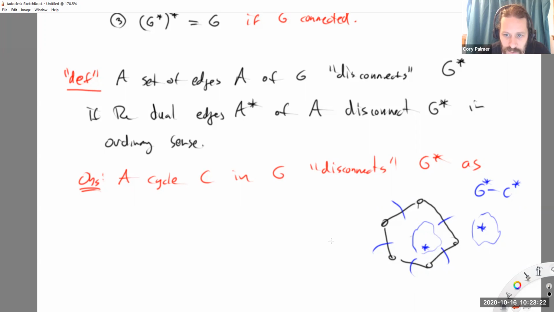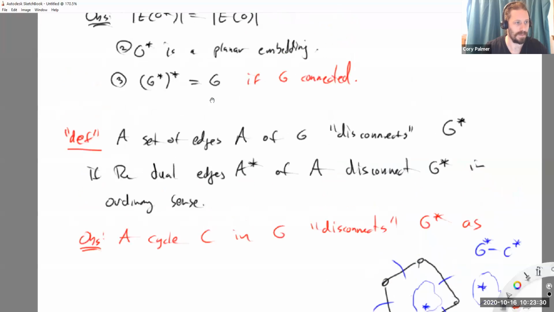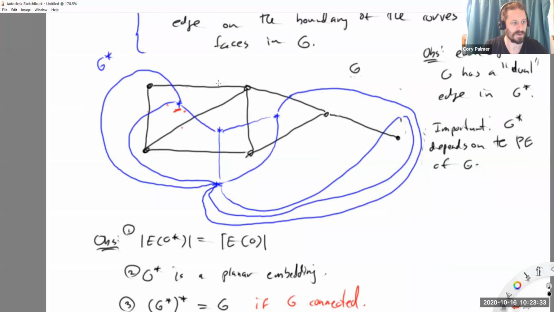Van asks, is there a one-to-one correspondence between cycles in G and boundaries in G star? No. Look up here, this 4-cycle is not a face. That's what I'm getting at. Removing the blue edges that cross this cycle also disconnects the graph, but it's not actually a face. There are 2 faces interior to it, but it's not a face itself. So every face is a cycle, but not every cycle is a face.